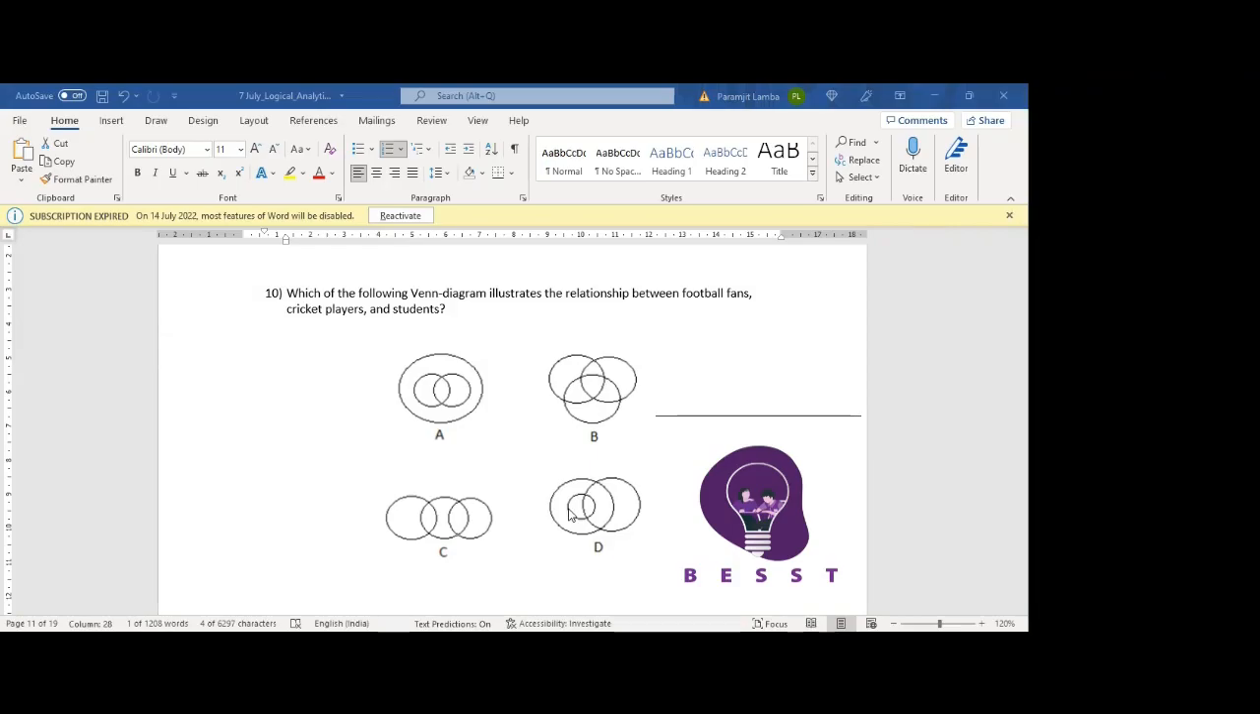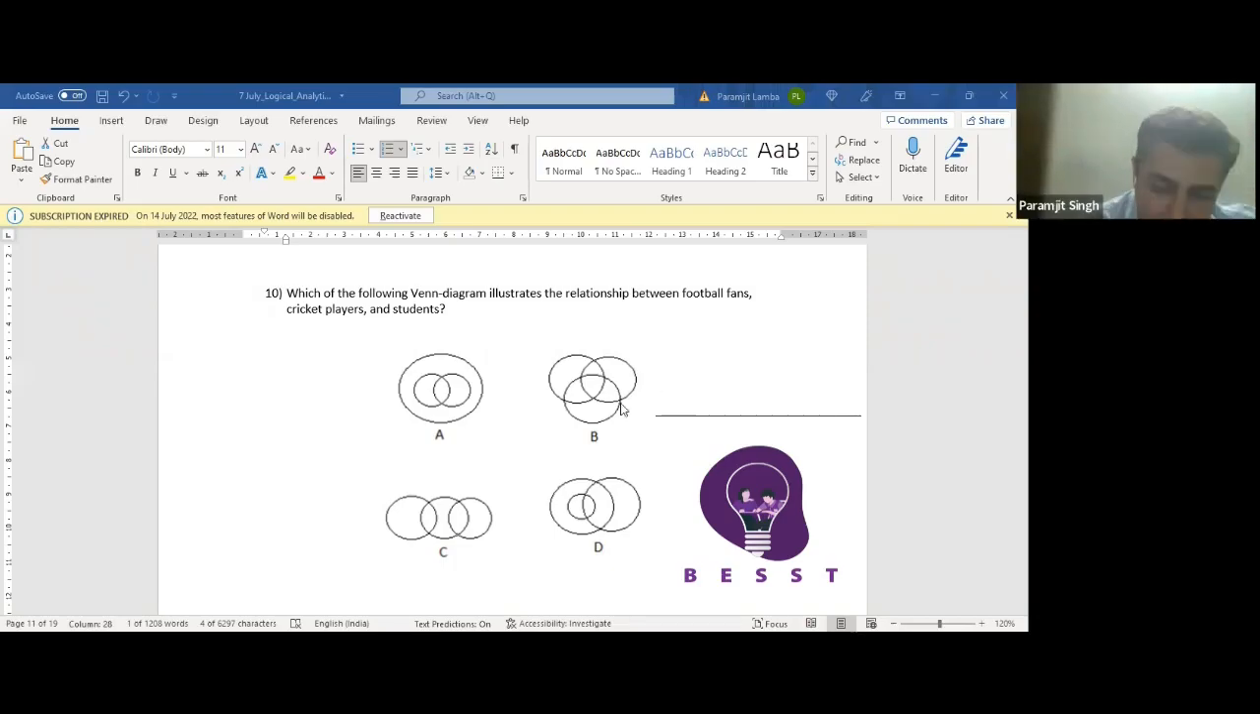Why B? Sir, because some of the football fans can also be cricket fans, and some of the cricket players can also be football fans, whereas some students can fall in both the categories, whereas some non-students can also fall in both the categories. So, fantastic, great answer, Falguni. Option B is the right answer. So Falguni, your answer is absolutely right.